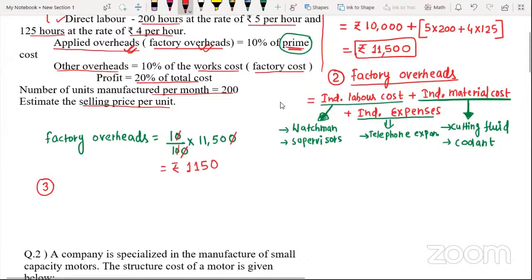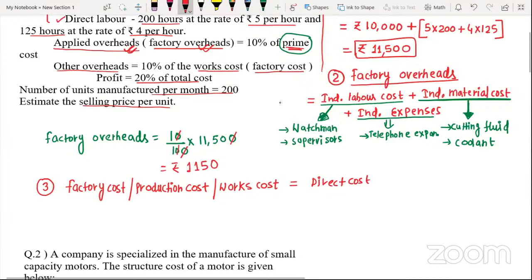The third cost is the factory cost, or it is also known as production cost. Just remember the names, because you will get confused. Production cost, or it is also known as works cost. So these are basically the addition of direct cost plus factory overheads.